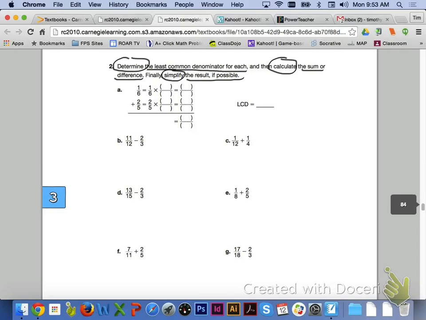Number 2 at the top of page 176 tells us to determine the least common denominator for each. Then we are calculating the sum or difference and finally simplifying the result if possible. Refer back to the example on the previous page if needed, but please make sure that you are showing all of your work. Go ahead and do letters A through G with your group members.